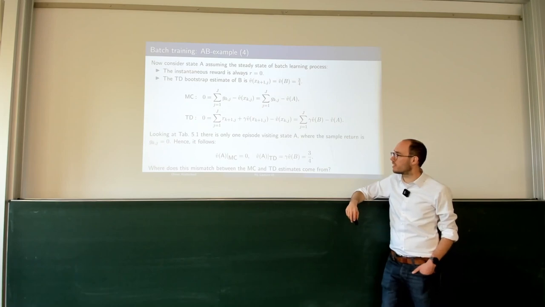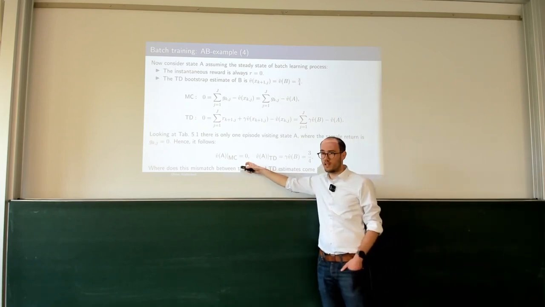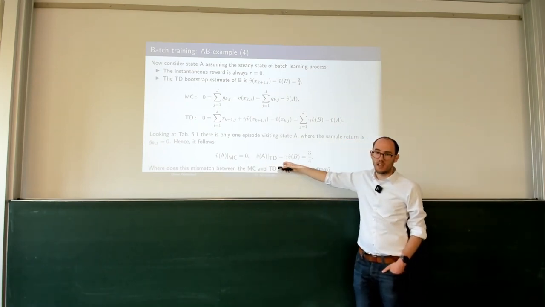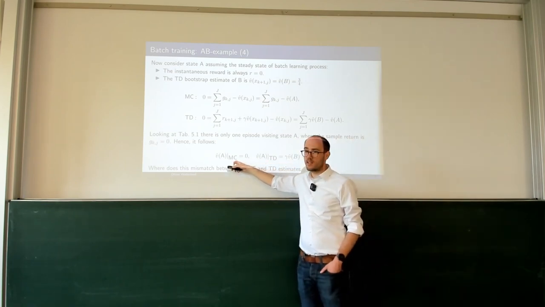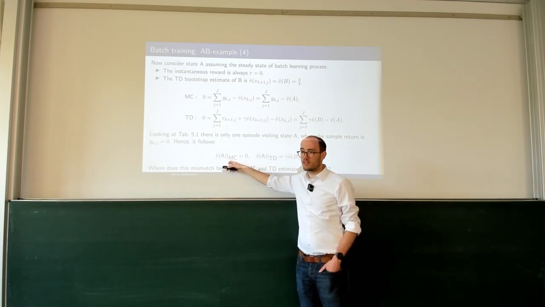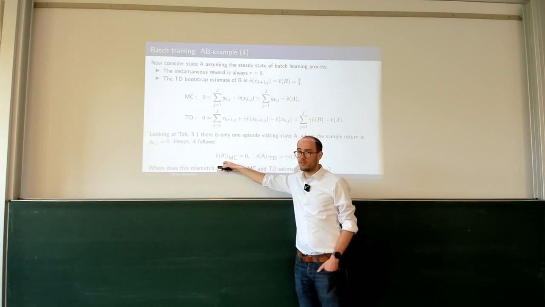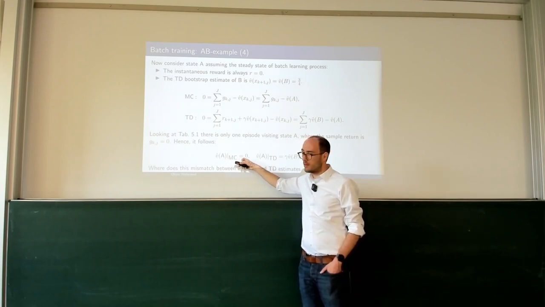So we only see one data sample for the Monte Carlo case. But what about the TD case? Does it also only get one data sample? It's bootstrapping, absolutely. So that's a big difference. In Monte Carlo, the state value A can only be updated in the case where we visit A, right? And as this was only done once, we sampled a zero here and that's it.